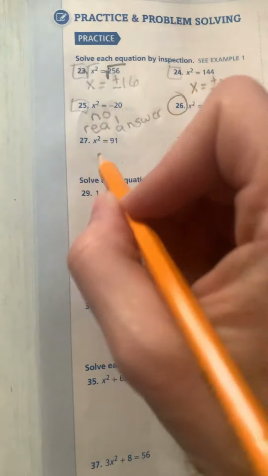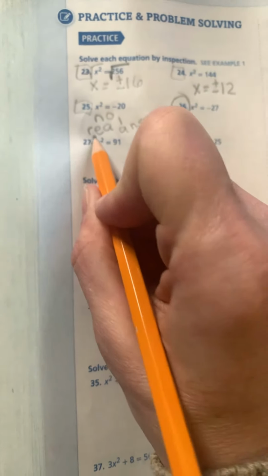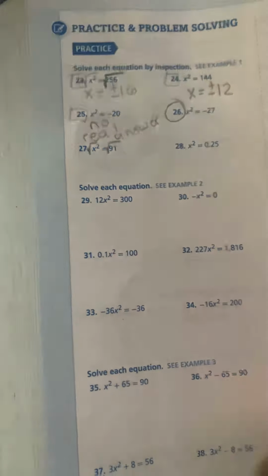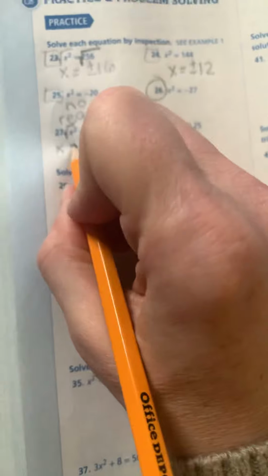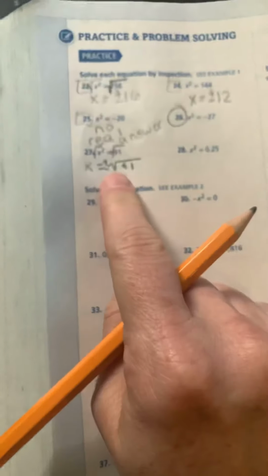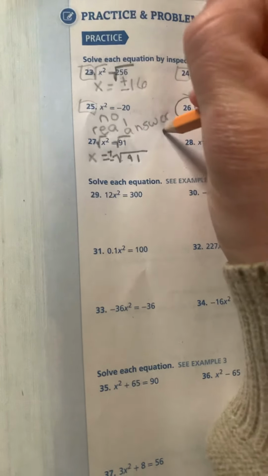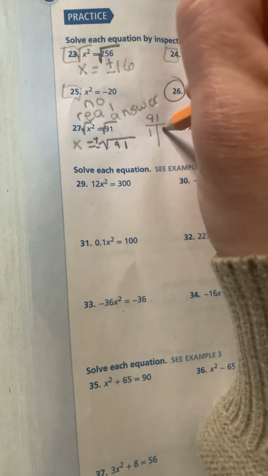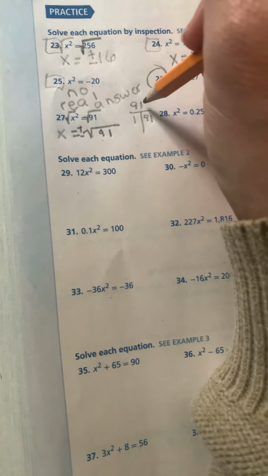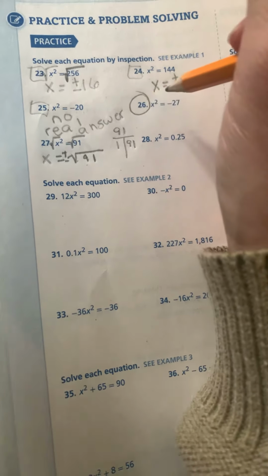I'm going to go ahead and do this one because I don't see another example like that on this page. X squared equals 91. So you take the square root of both sides. But 91 isn't a perfect square. So x equals plus or minus the square root of 91. And then you want to make sure that there's nothing that I can take out of here. 91's factors are 1 and 91. 2 doesn't go in. 3 doesn't go in. 4 doesn't go in. 5 doesn't go in. I'm pretty sure this is a prime number.